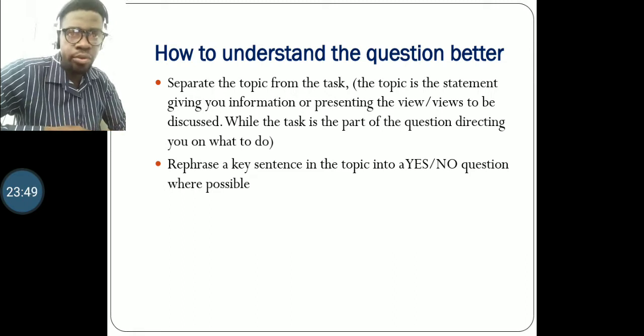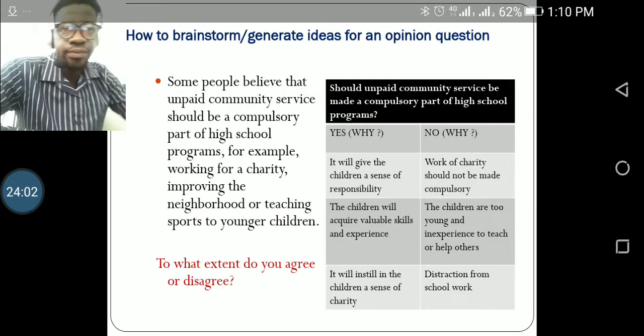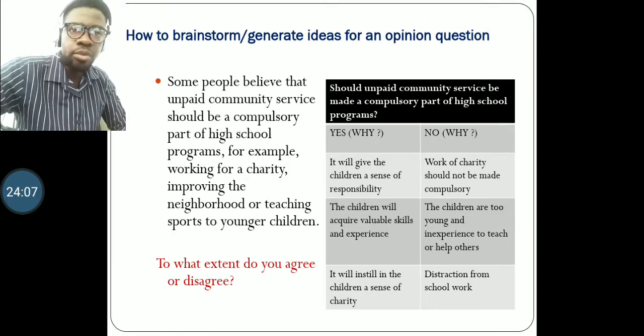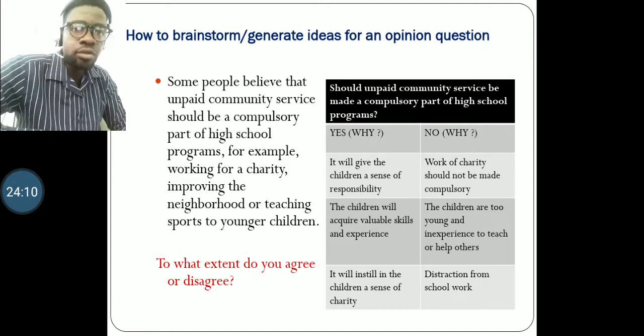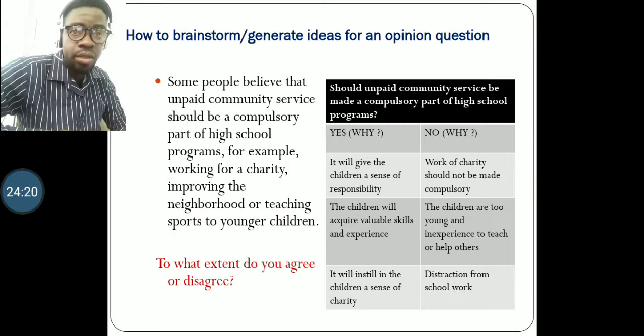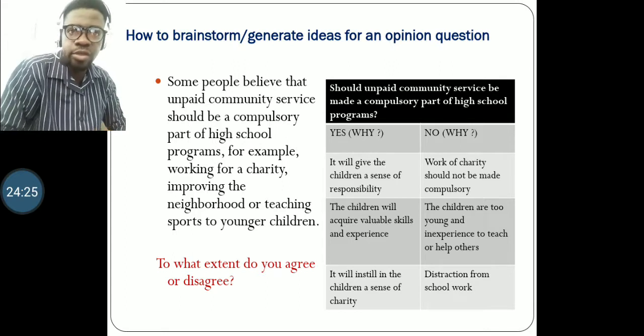That will help you first to brainstorm ideas and then give you a clear position. All right? Let's see how that works. Here is an example. Some people believe that unpaid community service should be a compulsory part of high school programs. For example, working for a charity, improving neighborhood, or teaching sports to younger children. Now, that is your topic. That is your question topic, giving you background information.